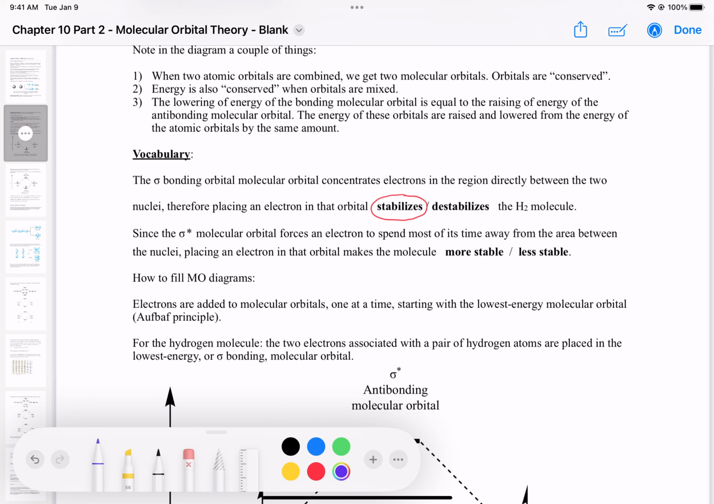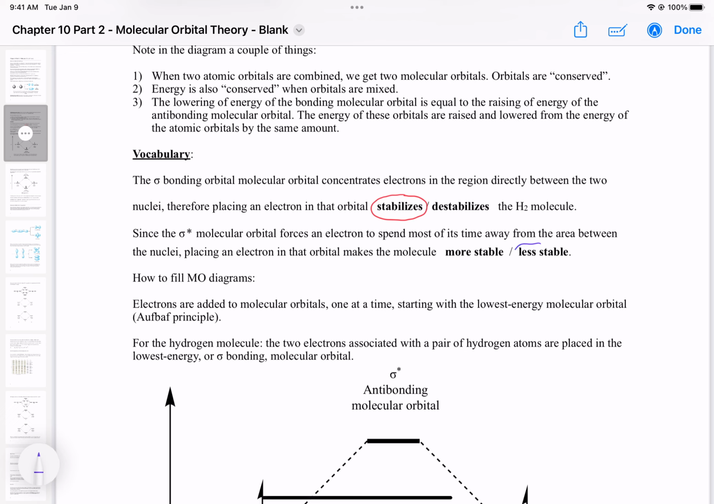Since the sigma star molecular orbital forces an electron to spend most of its time away from the area between the nuclei, placing an electron in that orbital makes the molecule less stable because it's now moving further away from the other nuclei that could potentially stabilize it from the interaction with the nucleus of the other atom. So that's what we call less stable.